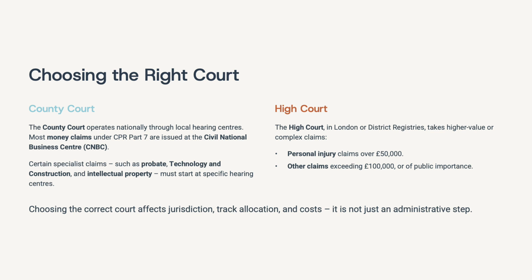The county court is everywhere, like Greggs or Starbucks. There is one in every town. It deals with most routine civil cases. For money claims, you normally begin at the Civil National Business Centre, but certain cases have special homes. Probate disputes, intellectual property, or construction claims belong to their specialist courts. If you mistakenly send a patent application or patent dispute to a small local county court, the judge might give you a look and say, "Really? You don't understand how it works?"